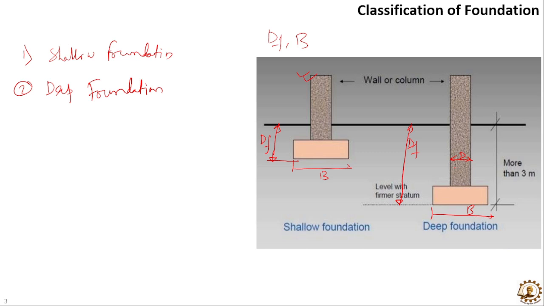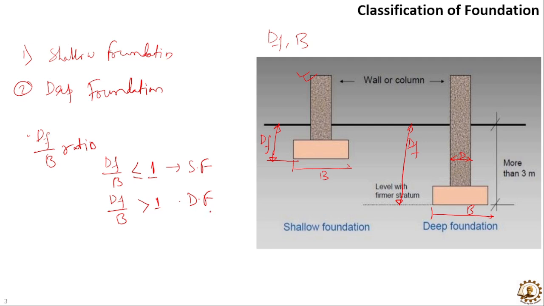The criteria by which we are classifying foundations is the Df by B ratio, where Df is the depth of the foundation and B is the width or diameter of the foundation. If the Df by B ratio is less than or equal to 1, then we call it a shallow foundation, and if the Df by B ratio is greater than 1, then we call it a deep foundation. Remember here that Df by B is less than or equal to 1 in case of shallow foundation, and Df by B is greater than 1 for deep foundation.